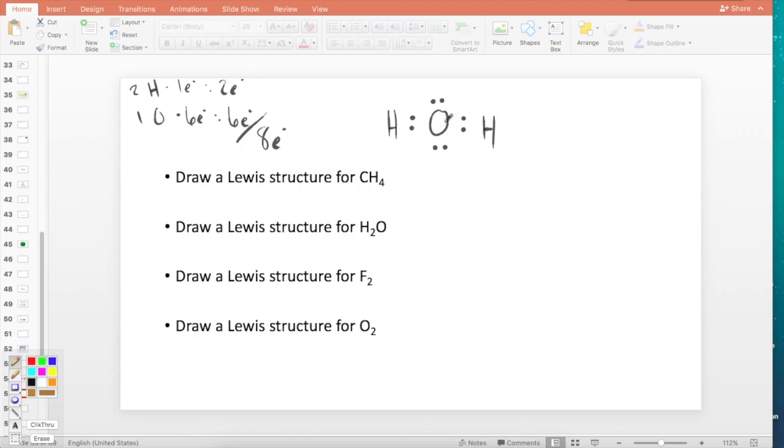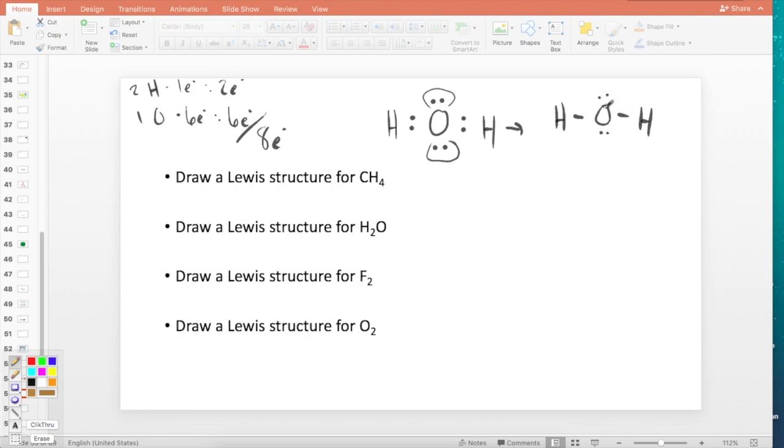Is oxygen stable and happy? Has it reached its potential energy minimum by achieving an octet of valence electrons? Yes, indeed. It has 2, 4, 6, 8. So by sharing, everyone is happy. And I would redraw this just like this. H, O, H. And if you want, you can draw those. We refer to these unshared pairs right here as lone pairs because they're not shared. So there's my lone pairs of electrons.